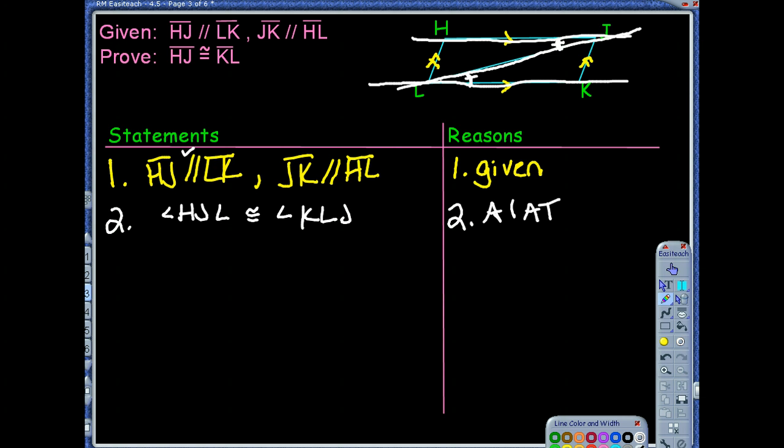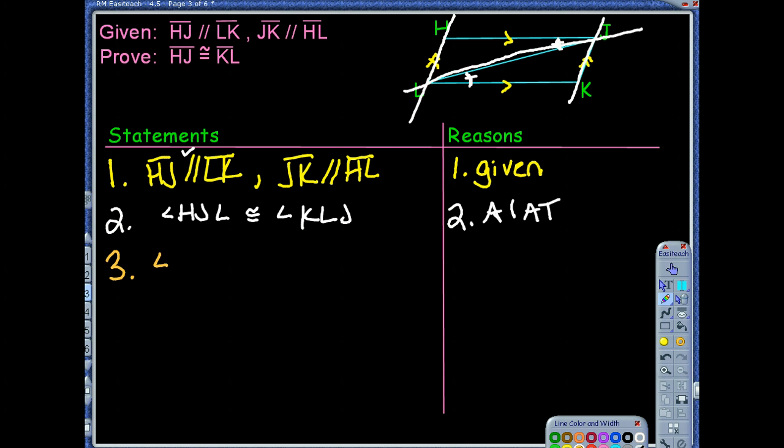We have another parallel statement too, though, don't we? Yeah, since they're also giving you segment JK is parallel to segment HL, I'm going to use the same transversal. I have some more alternate interior angles that are congruent. So angle HLJ and angle KJL.